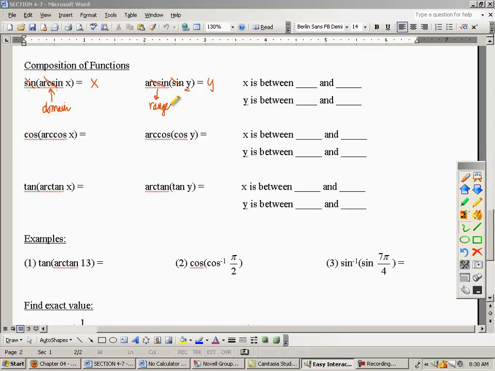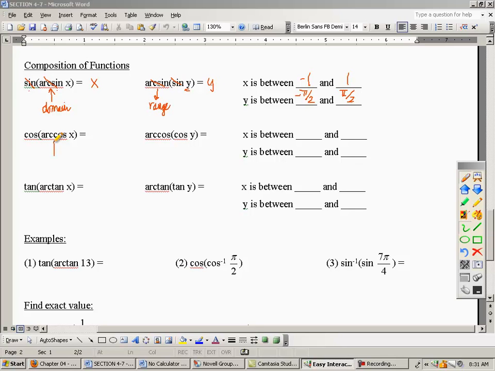In this case, x would have to be between negative 1 and 1, because the domain of an arc sine is between negative 1 and 1. If you look at the range of an arc sine, it has to be in quadrants 1 and 4, so negative pi over 2 to pi over 2. And if y is not within that range, then you can't get an answer.